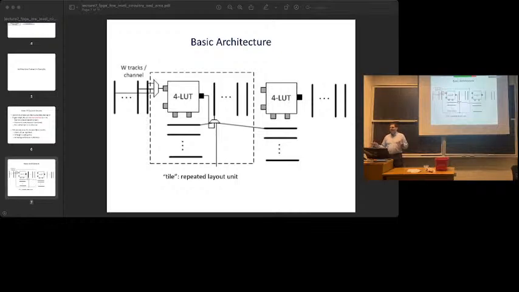So this would be a fully functional combinational FPGA. I don't want to analyze the flip-flop area because it's relatively small, but if I really built this, I should probably put flip-flops in. Yeah?